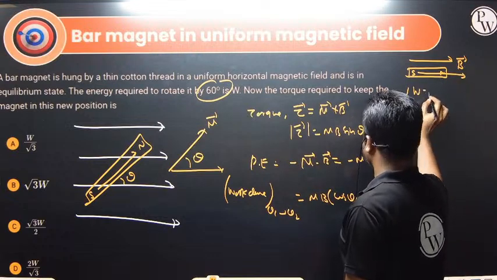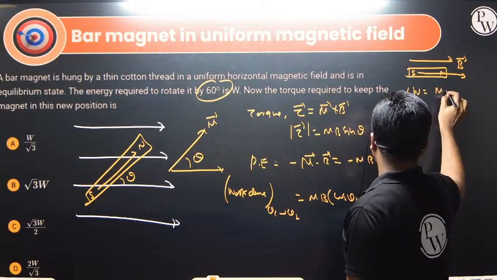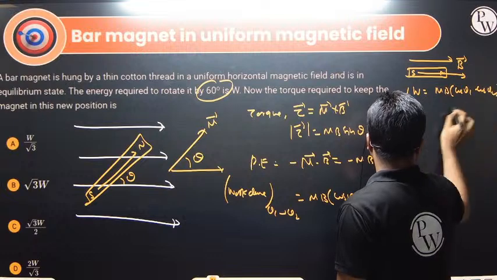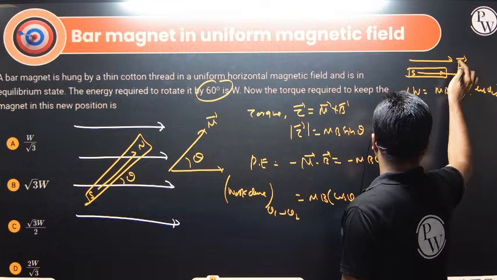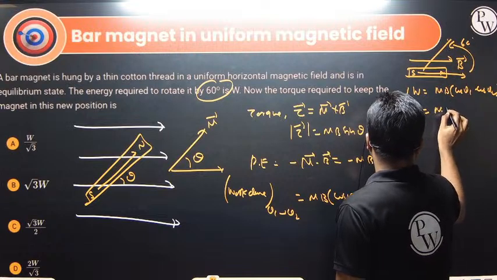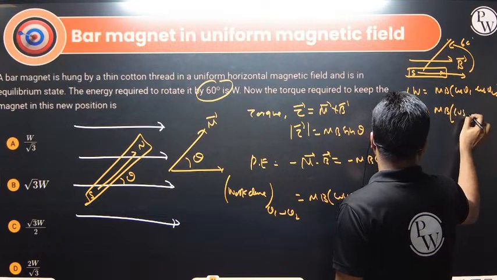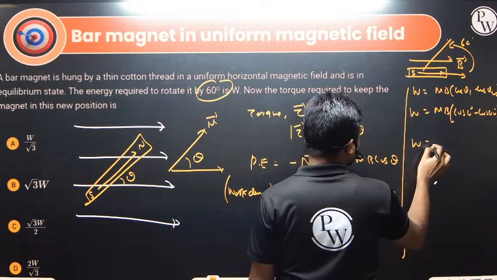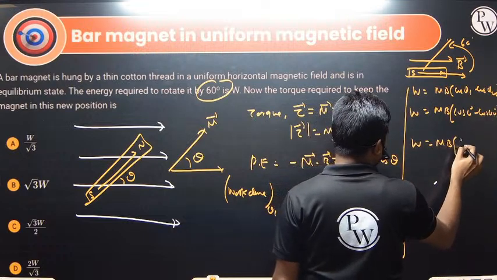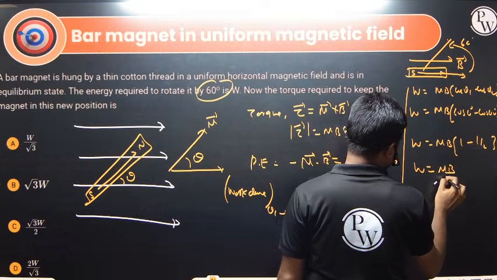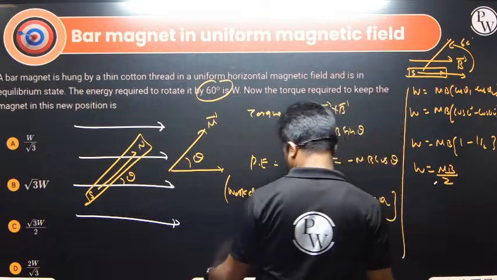So the energy required to rotate is W. We write this as MB (cos θ1 − cos θ2). Putting in the value, how much angle do we have to rotate? 60 degrees. So M into B (cos 0 − cos 60). So W equals MB (1 − 1/2). So W equals MB by 2.